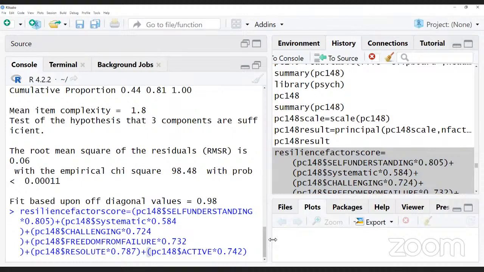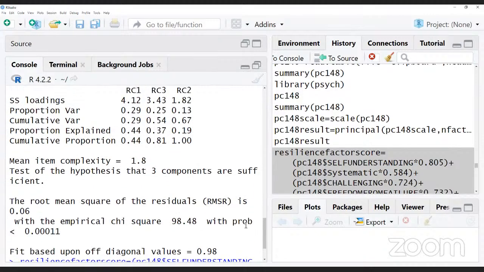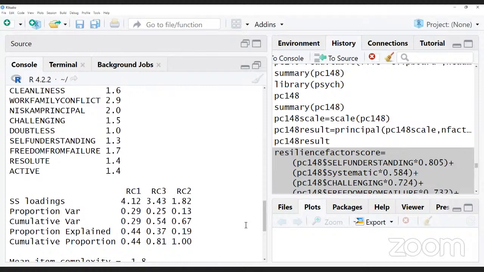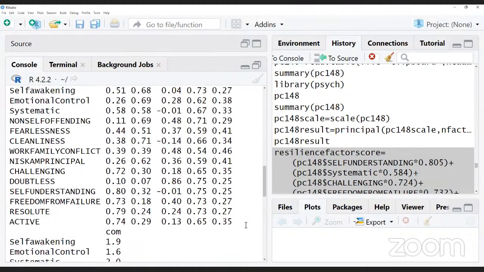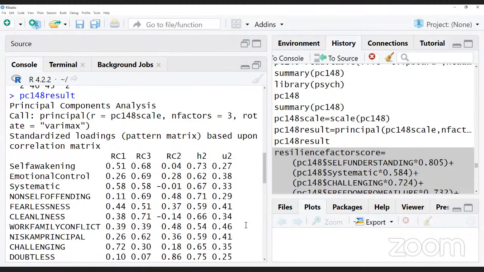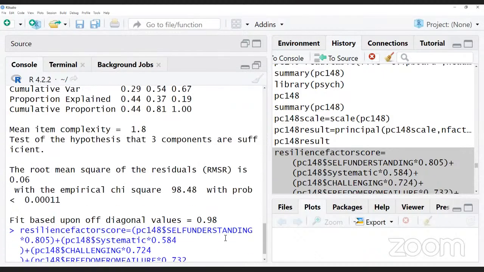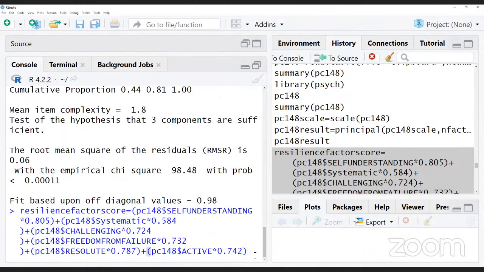Sir, can you please repeat once? Okay, Farah has done it. Yes, sir. So Farah, please you click it. Yes, sir. The resilience factor score. Yes, sir. Please you follow.